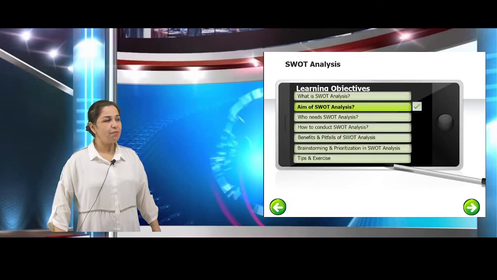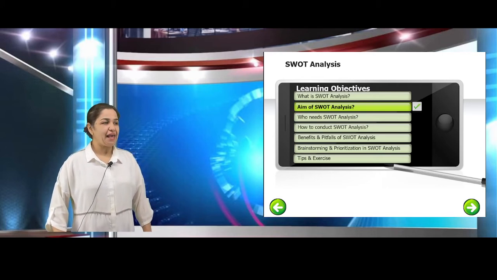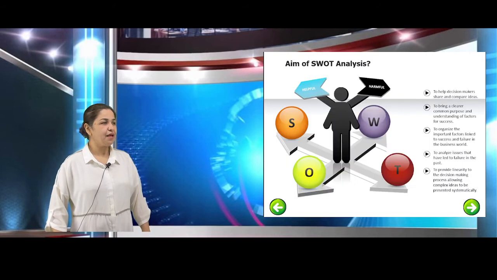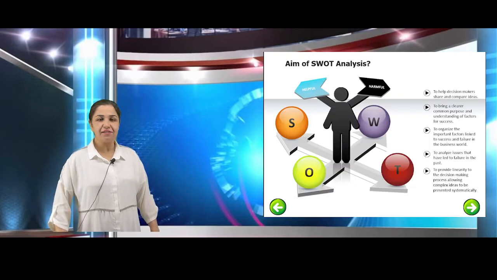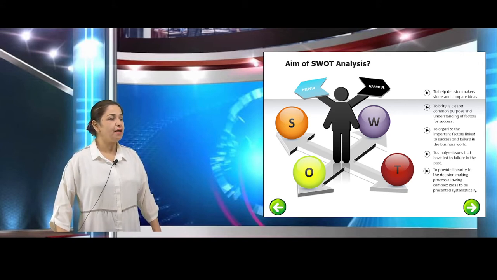So the next topic is the aim of the SWOT analysis. What is the aim of the SWOT analysis? There are two sides, helpful and harmful sides of the analysis in economy. So the strengths and opportunities are always helpful if the company knows its strengths and opportunities. It is always helpful and it helps to develop the business, of course.